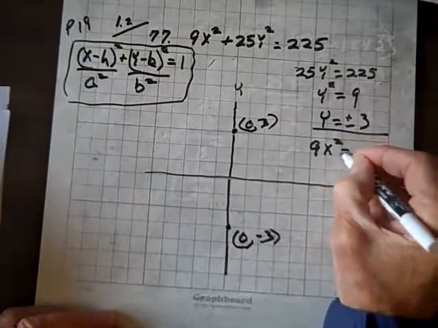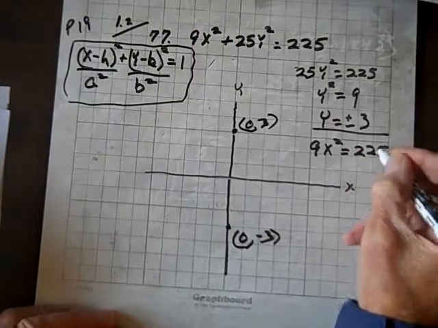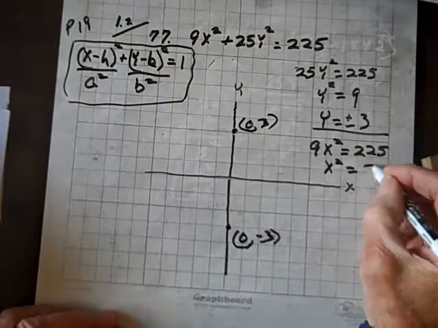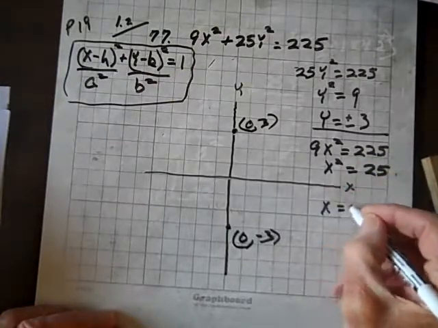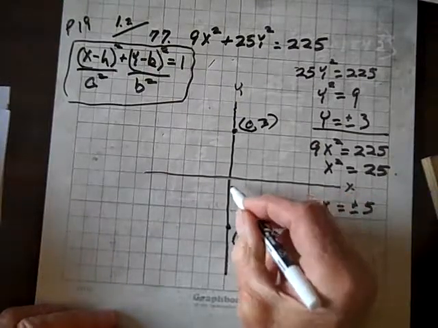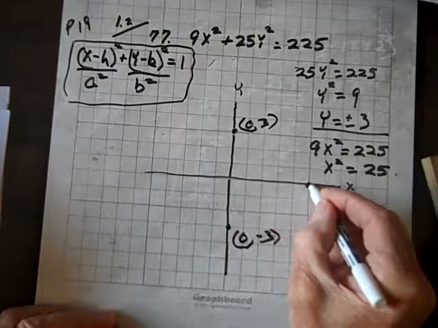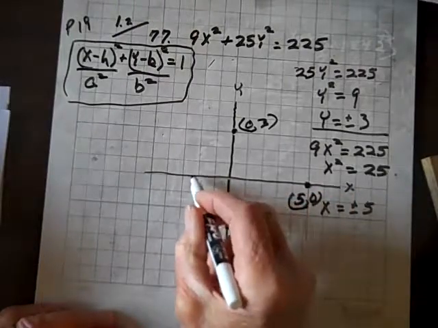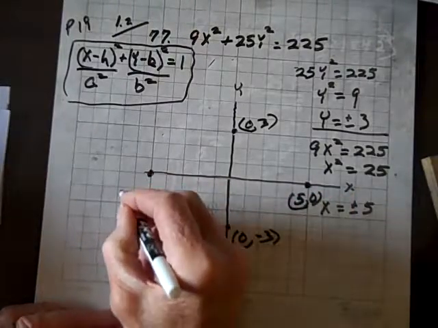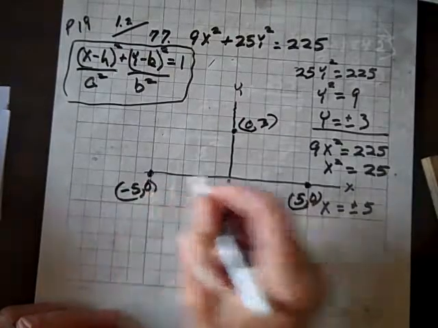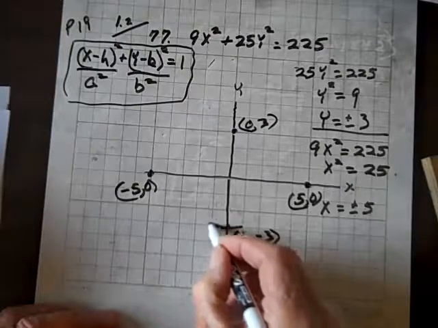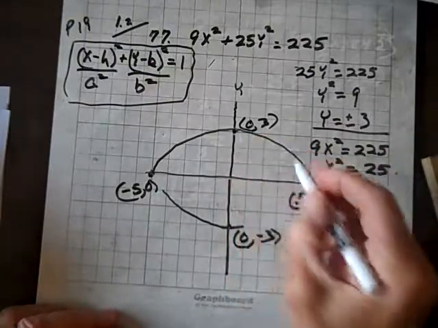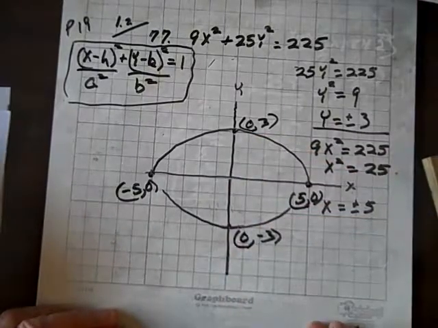Now we'll let y be 0, and we get 9x squared equals 225. So dividing both sides by 9, we get x squared equals 25. So x equals plus or minus 5. So now we'll go over 3, 4, 5, 5, 0, and 1, 2, 3, 4, 5, and negative 5, 0. Now we'll connect, and there's our ellipse. We've graphed it. Done.